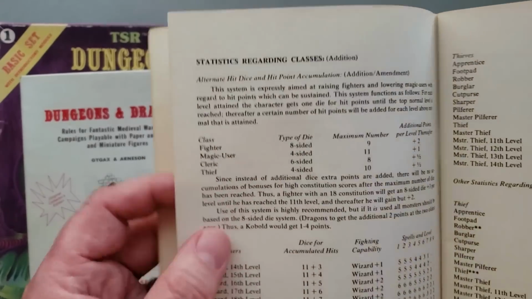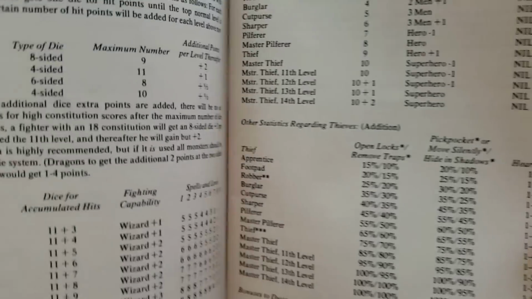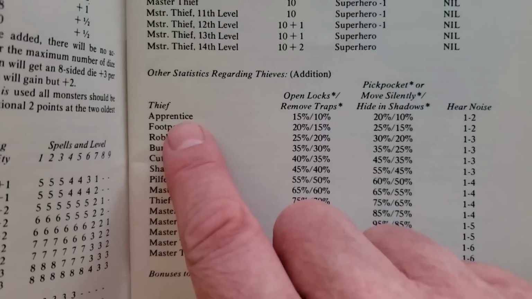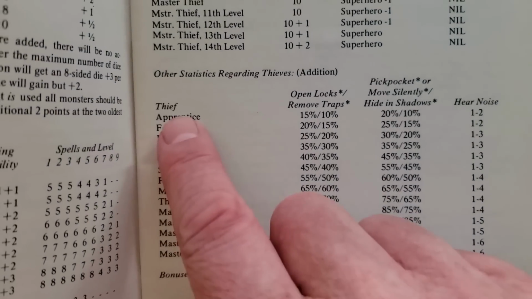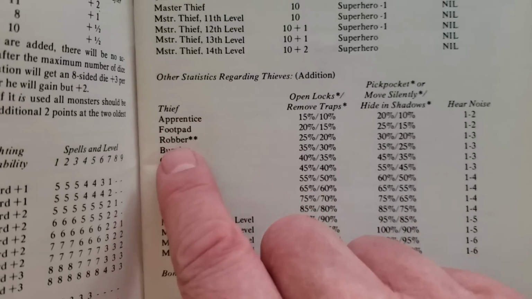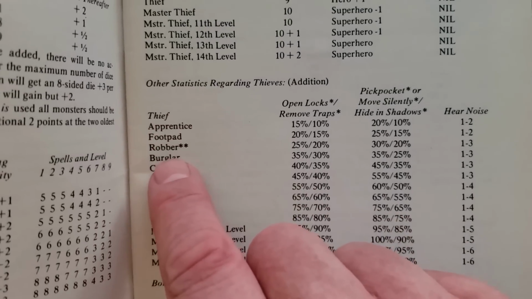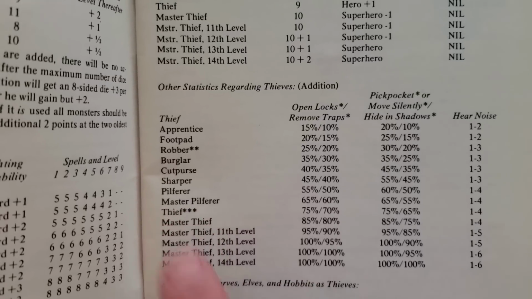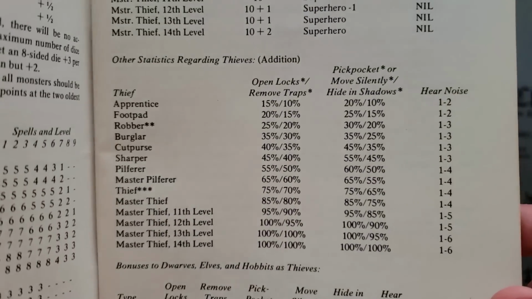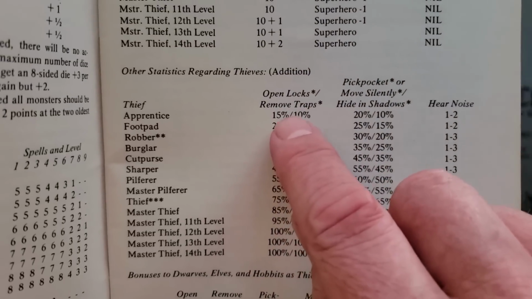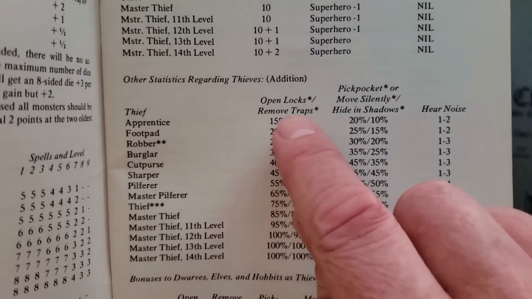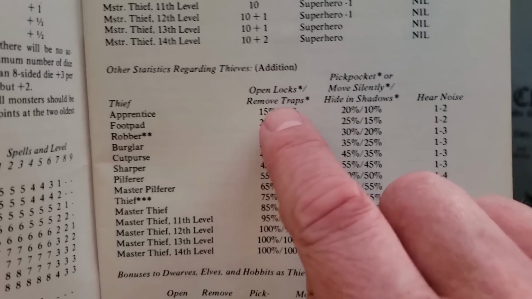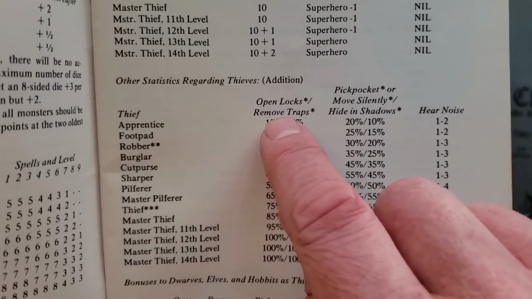Having trouble finding the thief table. Here we go, finally. Okay, so statistics regarding thieves. And so it shows you by level. And again, these are level titles. So rather than saying level 1, 2, and 3, it was apprentice, footpad, and robber. Those are your first 3 levels of thief, then burglar, cutpurse, sharper, pilferer, master pilferer, and then thief, master thief. Okay, so it shows you by level what percent chance they have to open locks, to remove traps. Really interesting here. A lot of people forget this. This is not find or remove traps. This is remove traps.